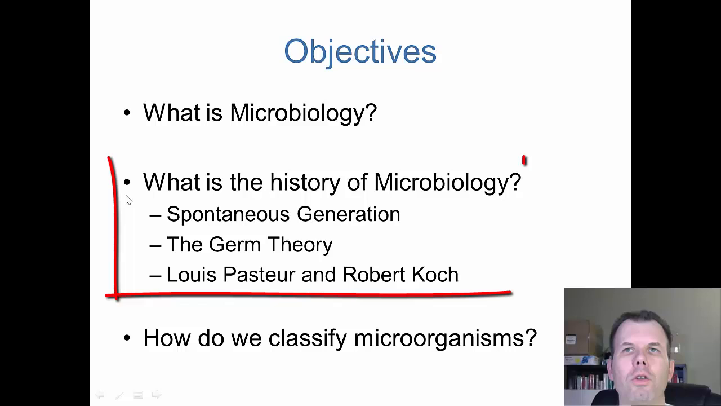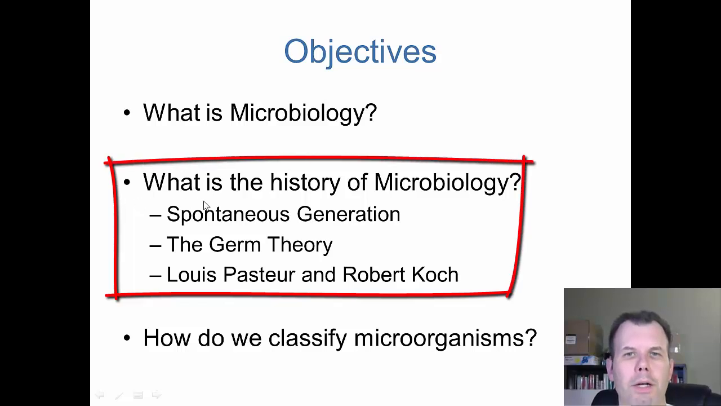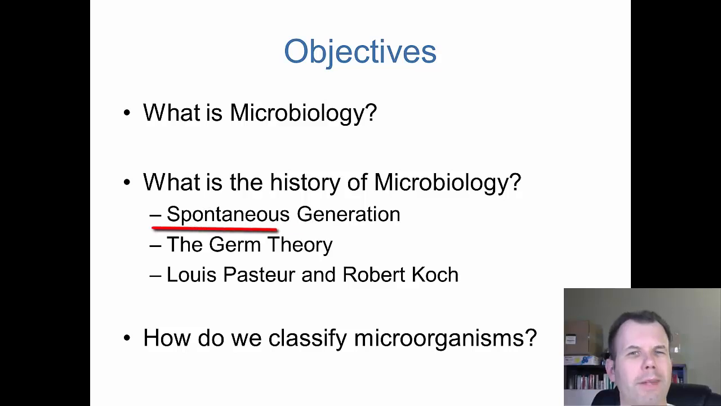The second thing we're going to look at is the history behind microbiology. We're going to talk about a few different things. First, we're going to talk about spontaneous generation. This is the idea that things magically appeared out of thin air, that basically inanimate objects gave rise to animate objects, meaning that dead things could then become alive and make new live things. And so we'll talk about that.